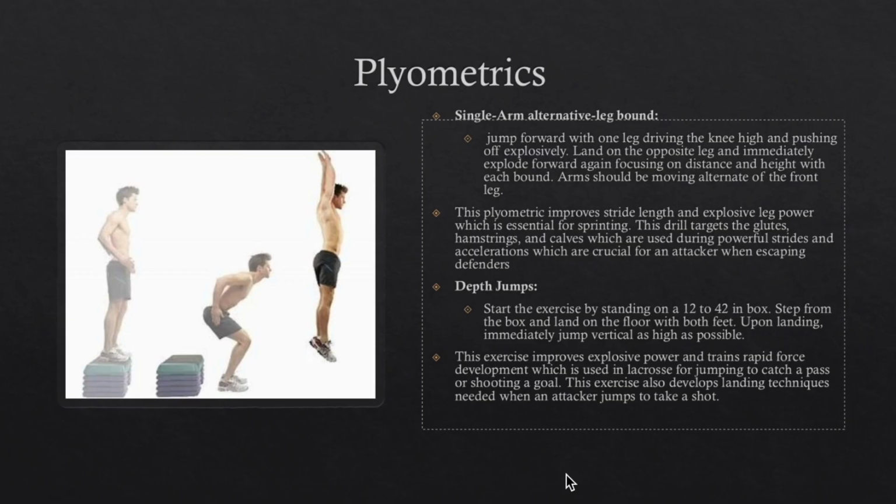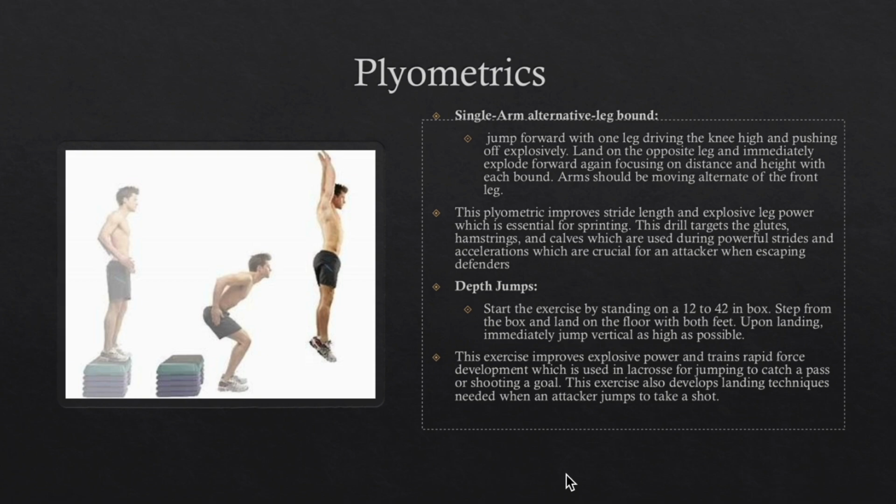Plyometrics. The first plyometric I thought would be helpful would be a single arm alternate leg bound. To complete this movement, the athlete should jump forward with one leg, driving the knee high and pushing off explosively. The athlete should land on the opposite leg and immediately explode forward again, focusing on distance and height with each bound. Arms should be moving alternate to the front leg. This plyometric is used to improve stride length and explosive leg power, which is essential for sprinting. This drill targets the glutes, hamstrings, and calves, which are used during powerful strides and accelerations, which are crucial for an attacker when escaping defenders in lacrosse.